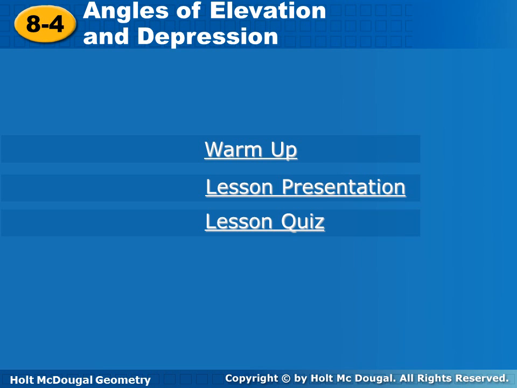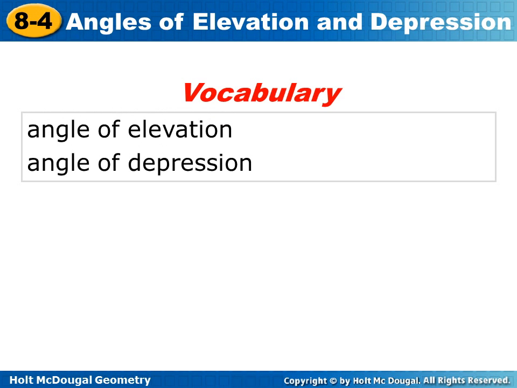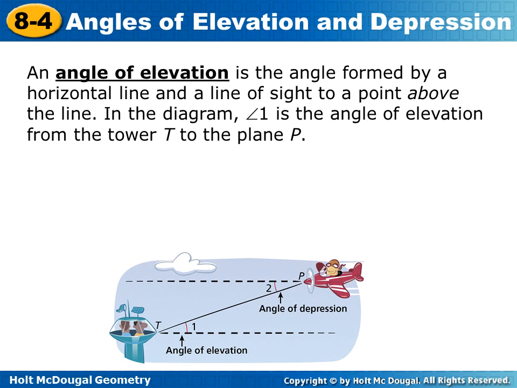This lesson is on angles of elevation and depression. Our vocabulary for today is angle of elevation and angle of depression. An angle of elevation is the angle formed by a horizontal line and a line of sight to a point above the line. In the diagram, angle 1 is the angle of elevation from the tower to the plane.